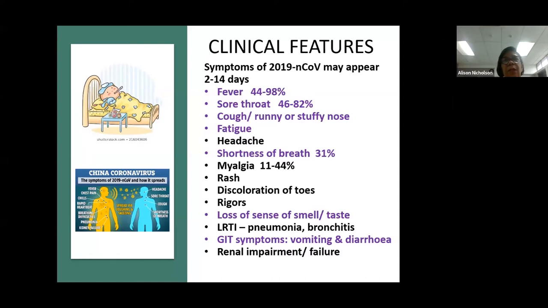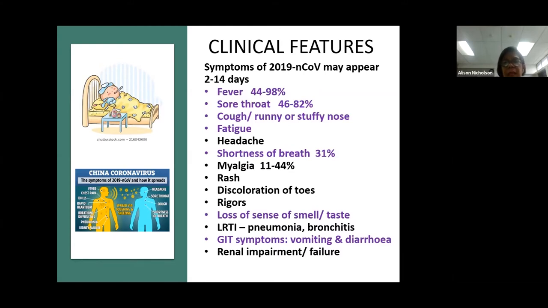Another feature that is commonly mentioned is fatigue. People feel tired. As a matter of fact, people continue to feel tired even after they're supposed to have recovered. Some persons have complained of headache, shortness of breath, another respiratory associated feature. It tends to also be common, but this tends to be more severe, of course, in the more acutely ill persons. Muscle pain, the usual viral picture. Some persons have a rash. Some persons have reported a discoloration of toes, leading to the term COVID toes. That has now become a thing in dermatology.